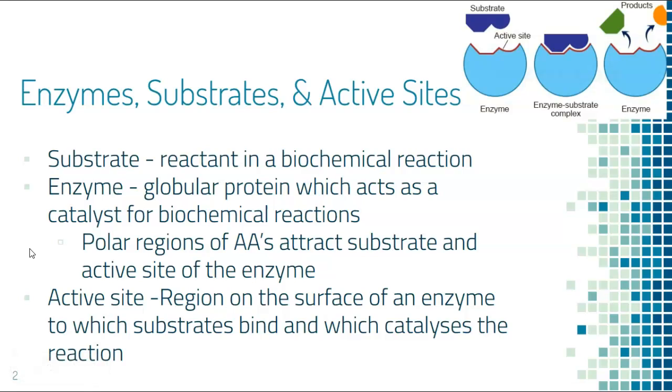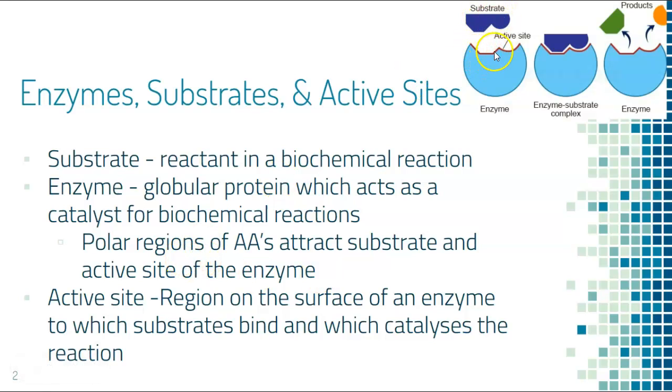I'm here to help. So there are three main things about enzymes that you should know: the substrate, the enzyme itself, and the active site. The substrate is the reactant in this reaction. Whatever it is that is being affected by the enzyme is called a substrate. The enzyme itself is a globular protein which acts as a catalyst for whatever reaction we're talking about. The polar regions of amino acids attract the substrate and active site of the enzyme, right? They attract the substrate to the active site of the enzyme.